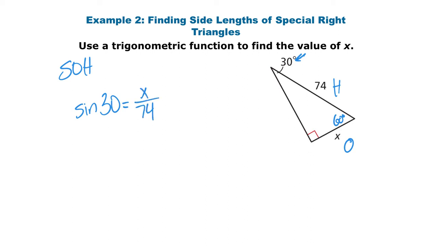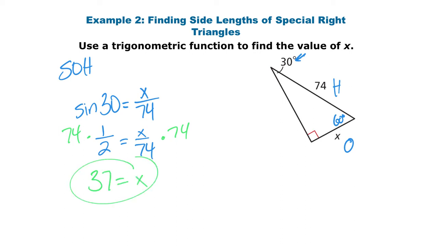Now my special right triangle, if I look back at my reference sheet, the sine of 30 was the same as just 1/2. And now I just need to get x by itself. I'm going to multiply both sides by 74. So I just have 74 times 1/2. Well, half of 74 is 37. So x, the length of side x, is going to be 37.